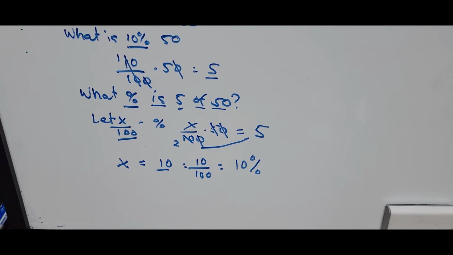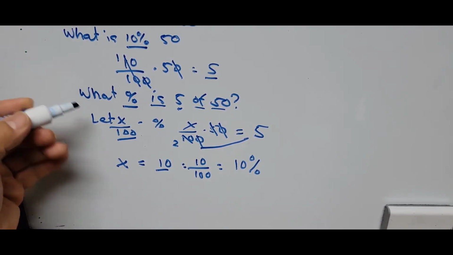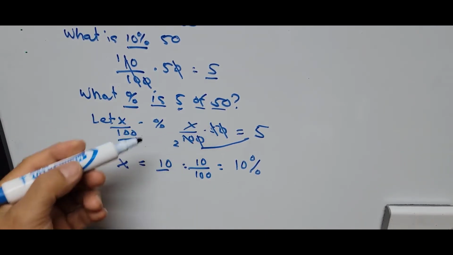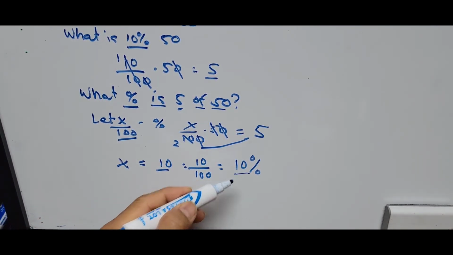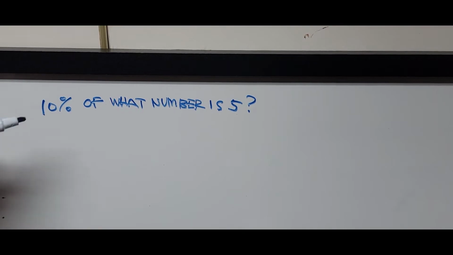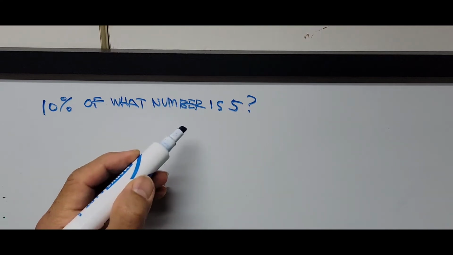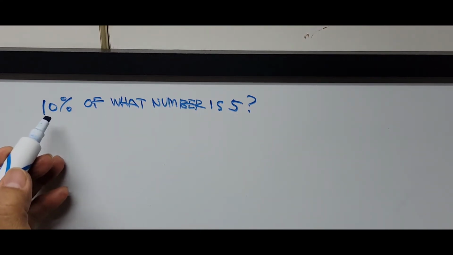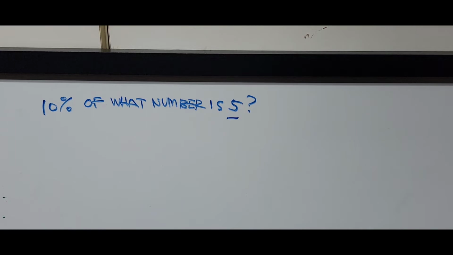What if we have another related question out of this? What percent is 5 of 50? We just found that this is 10%. And what if we have another question like this: 10% of what number is 5? Earlier we solved that problem, but the question is the other way around. Now we're trying to find the number such that 10% of that number is 5.